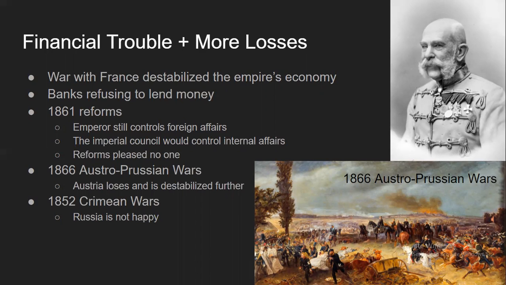Neither the general population nor the emperor were pleased, because one thought they had not gained enough power, and the other thought he had lost too much. Thus, tensions only increased between both groups. This, coupled with poor decision making on behalf of the emperor as he decided to join the 1866 Austro-Prussian War, destabilizing his country even further. He also refused to join the 1850s Crimean War, which angered Russia very much and which will also be important soon.